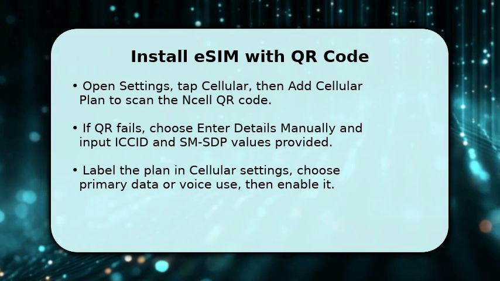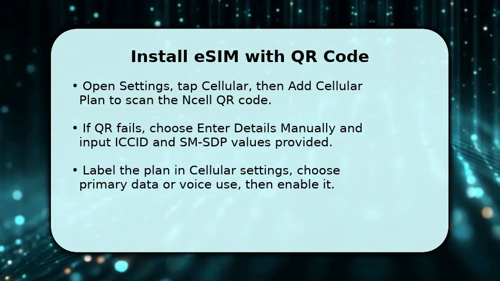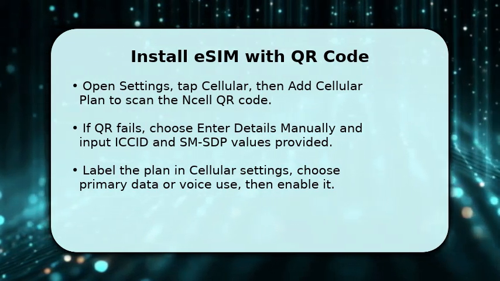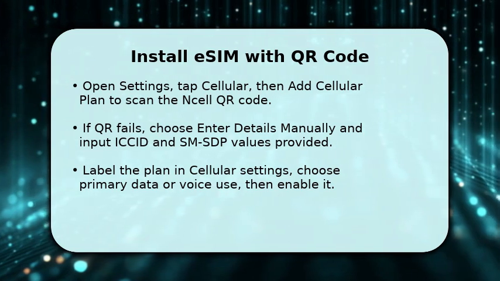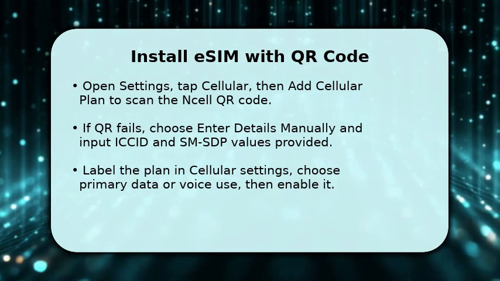Follow prompts to name or label the plan for easy identification in settings. Choose whether to use the eSIM for cellular data, voice, or both when prompted. Wait for activation status to show connected before closing settings.